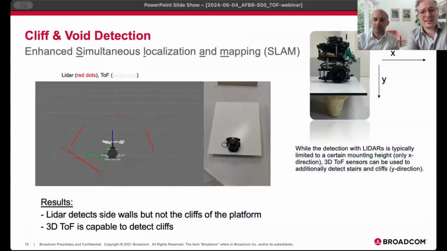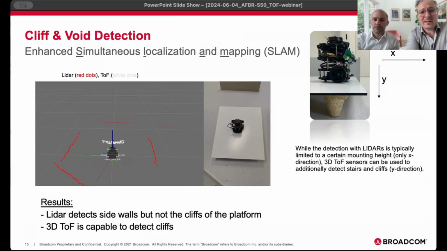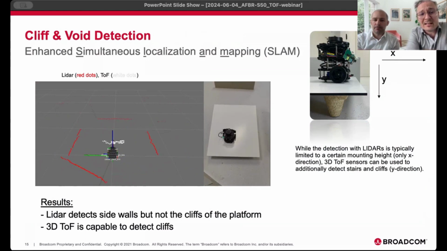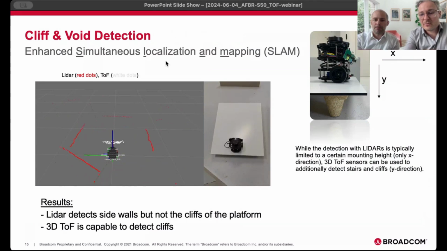So on this slide, there is a typical performance example. As you can see now in the picture, it's a live video. The TOF sensors are looking downwards at the cliff. The robot is moving on a small platform. And when you look at the left picture, the white dots are really detecting the cliff, while the red dots, which is the LiDAR, a 1D LiDAR, do not detect that. So this is really something. We can show it again if it was too fast for you.